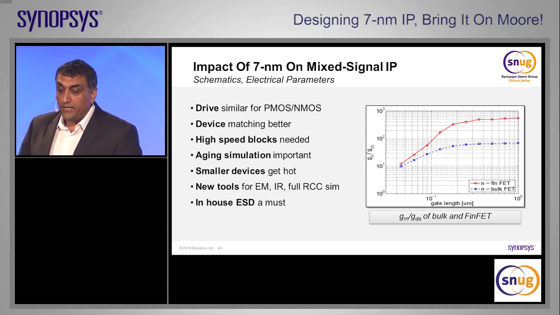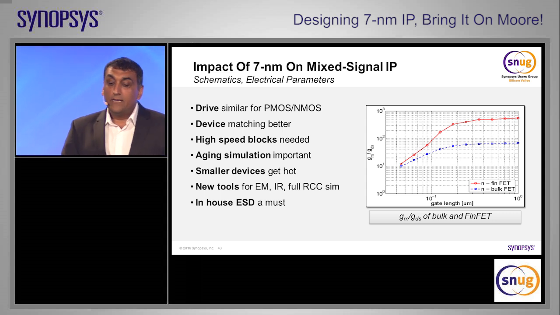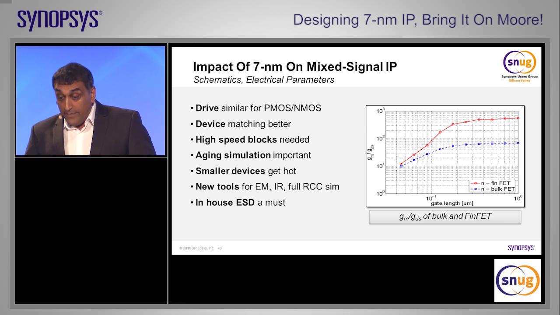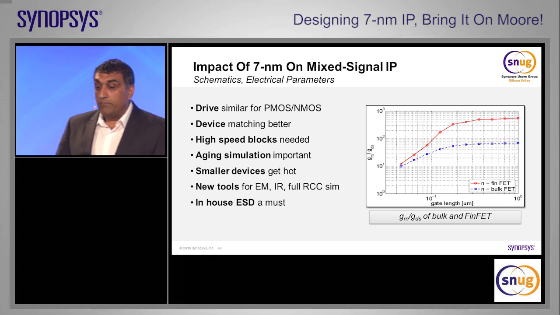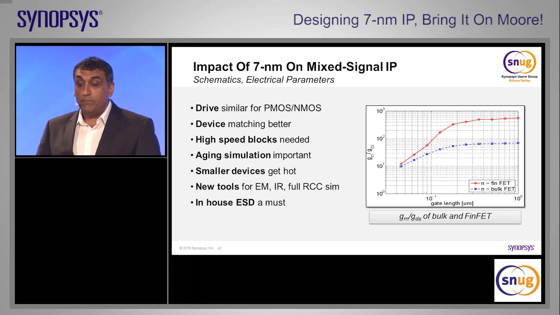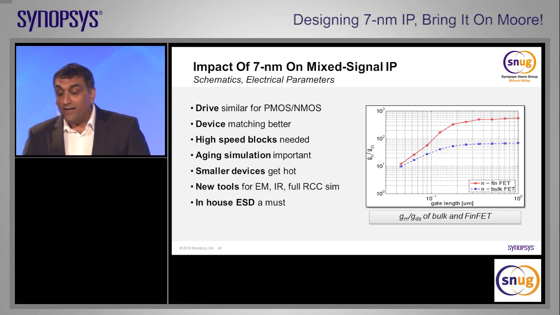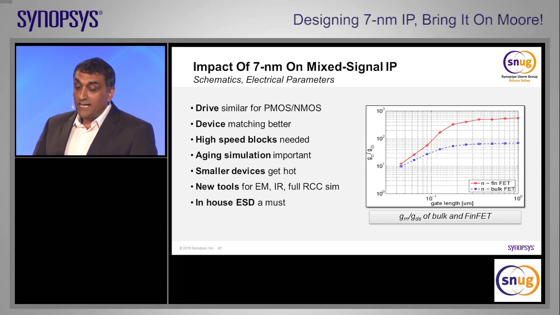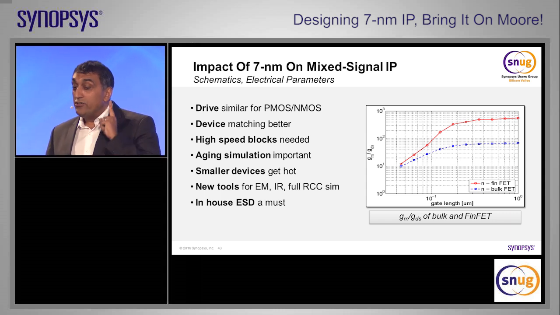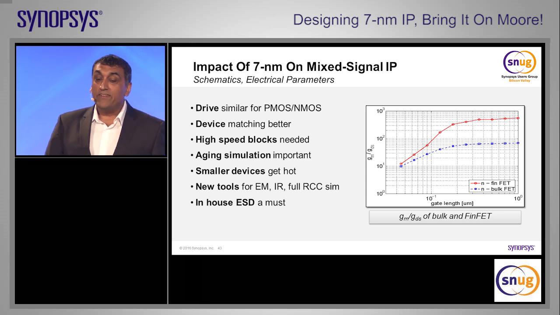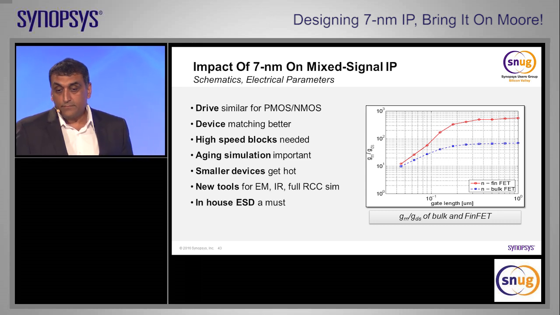Here in this picture, what I'm showing is the gain, the intrinsic gain. So the intrinsic gain is the transconductance over the output conductance, of bulk, which is represented in blue, and FinFET, which is represented in red. And this example is still relevant in 7 nanometers. So you can see you still get better gain with the 7 nanometer FinFET device.